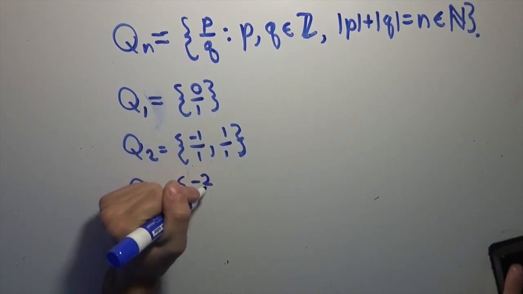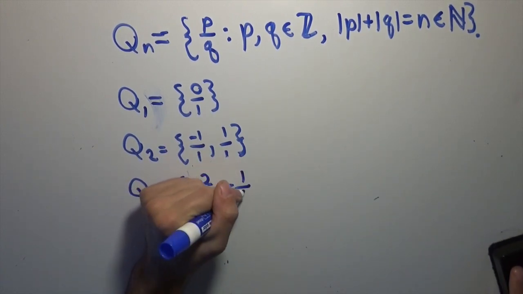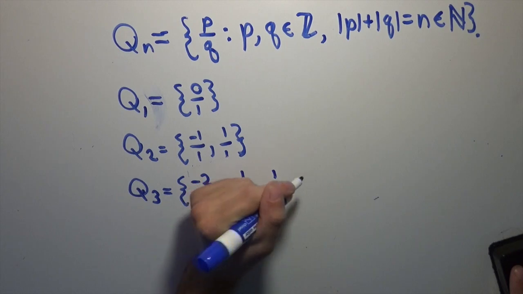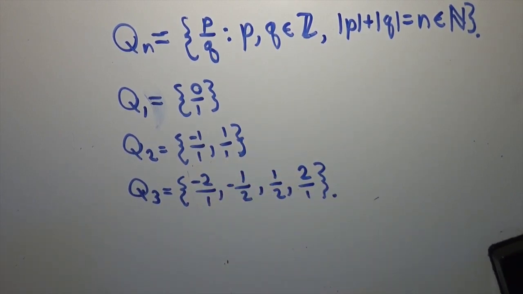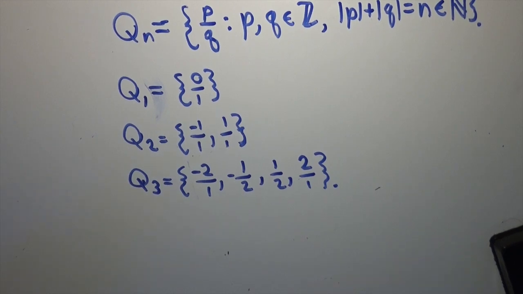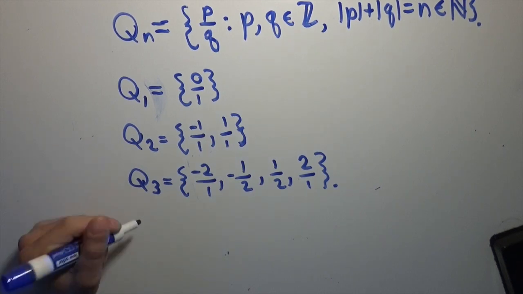So -2 over 1, -1 over 2, 1 over 2, 2 over 1. So that's all the fractions. If you were to take the absolute values of their numerators and denominators and add them together, you would get 3. Right? There's no other fractions that are in simplest form that satisfy that relationship.